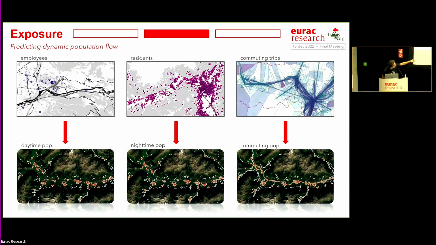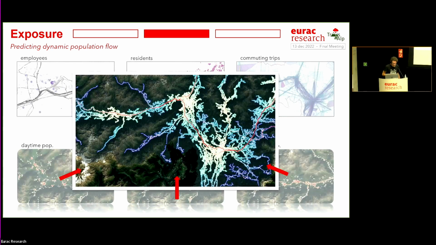So we have the usual nighttime static population, we have the daytime expectation, and then we also have, there on the right, the assessment of the commuting population. So during commuting time, where is the population? This is an effort to have a more accurate view of where the population is, which is the most important exposure asset.